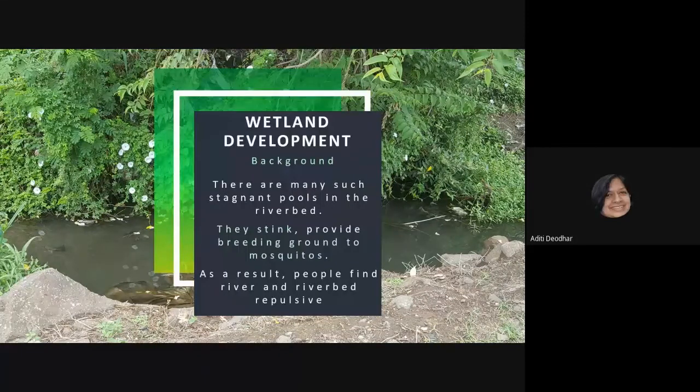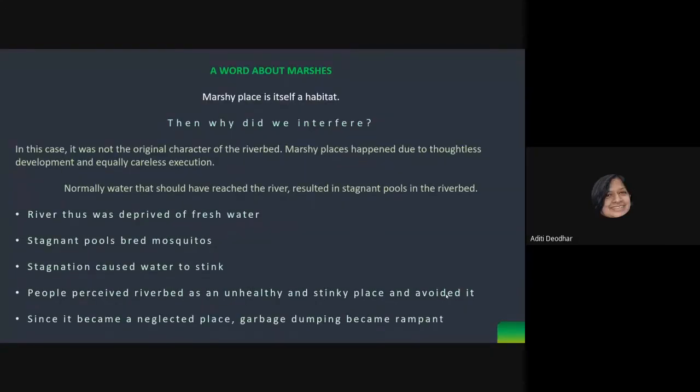Then because of stagnation, mosquito breeding is ensured. A lot of mosquito breeding happens there, and as a result people start dumping garbage in such pools, and the garbage attracts more garbage, and that's how the vicious cycle starts. Because of the stench and the garbage, the riverbed looks filthy and dirty, so people avoid it. And whenever people avoid it, negative activities like garbage dumping and others start there. So this was the condition when we started.